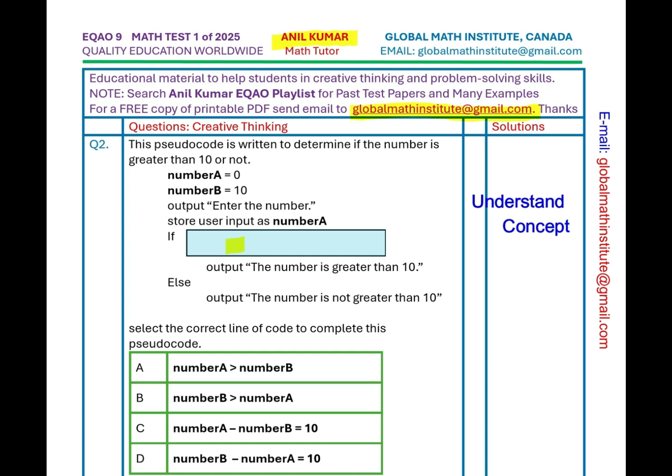Four options are given to you. So you have to be careful in selecting. It's not a difficult question at all. I hope you have made the selection.